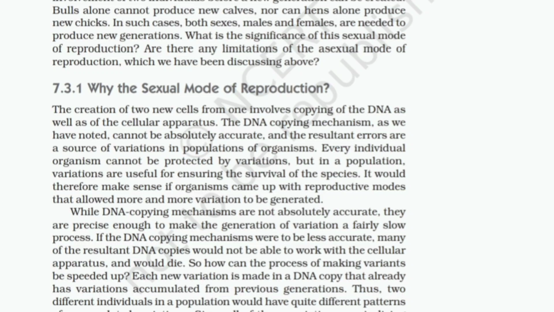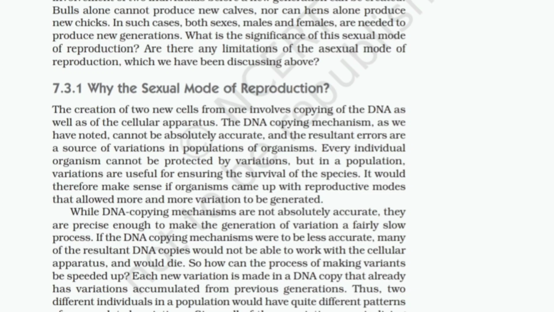It would therefore make sense if organisms came up with reproductive modes that allowed more and more variation to be generated. While DNA copying mechanisms are not absolutely accurate, they are precise enough to make the generation of variation a fairly slow process. If the DNA copying mechanisms were to be less accurate, many of the resultant DNA copies would not be able to work with the cellular apparatus, and would die. So how can the process of making variants be speeded up?